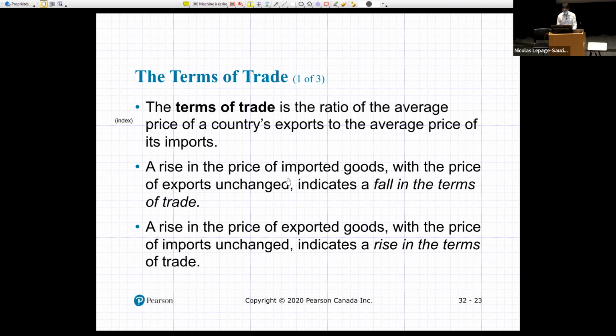So the rise in price of imported goods with the price of exports unchanged indicates a fall in the terms of trade, and the rise in the price of exported goods with imports unchanged indicates a rise in the terms of trade. So is it good or is it bad? A fall in terms of trade? Yeah, this is bad.